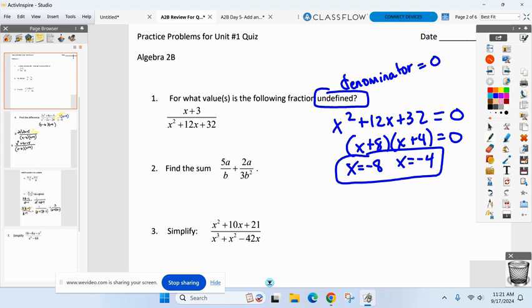I don't know if you guys remember my trick either. What was the highest exponent up here? 2. So that's how many answers you should get for undefined.